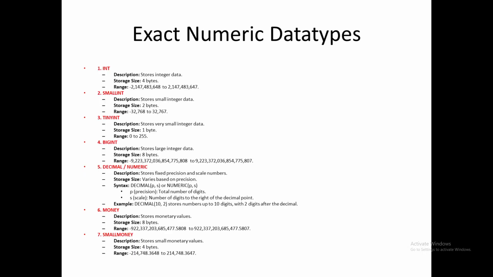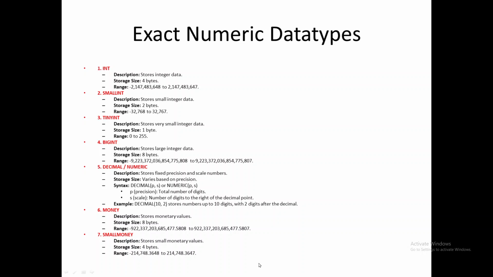Numeric data type is also categorized into two kinds of data type. The first is exact numeric data types and another is approximate numeric data types. In the exact numeric data types, we have int, small int, tiny int, big int, then money, small money, and the decimal or numeric. Now let's say we want to store some kind of integer number. So we have specifically four data types for storing it: int, small int, tiny int, and big int. Why do we have these four?